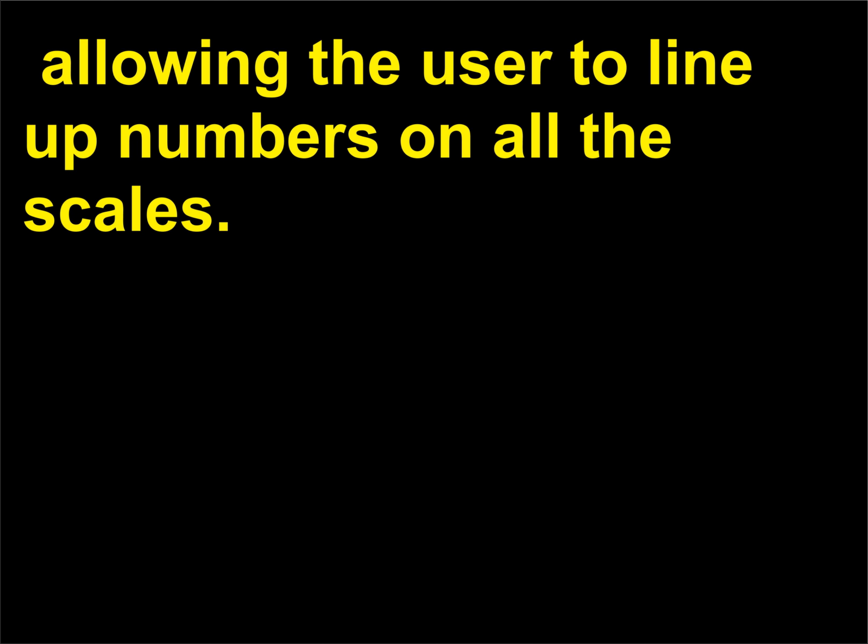Odds are usually calculated as follows: total chances equals chances for plus chances against. Or chances against equals total chances minus chances for.